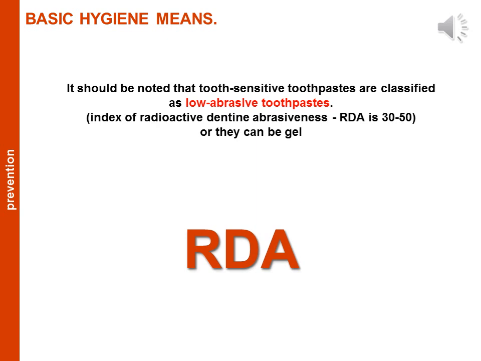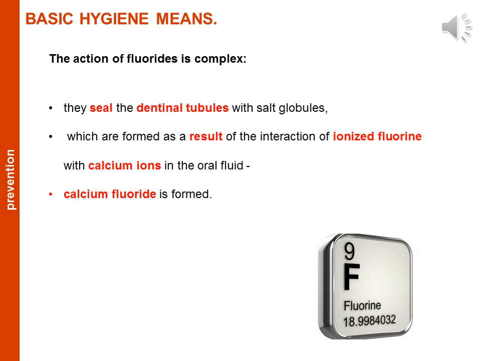It should be noted that tooth-sensitive toothpastes are classified as low-abrasive toothpastes. The index of radioactive dentin abrasiveness, RDA, is from 30 to 50, or they can be gels. The action of fluorides is complex. They seal the dental tubules with salt globules, which are formed as a result of the interaction of ionized fluorine with calcium ions in the oral fluid. Calcium fluoride is formed.